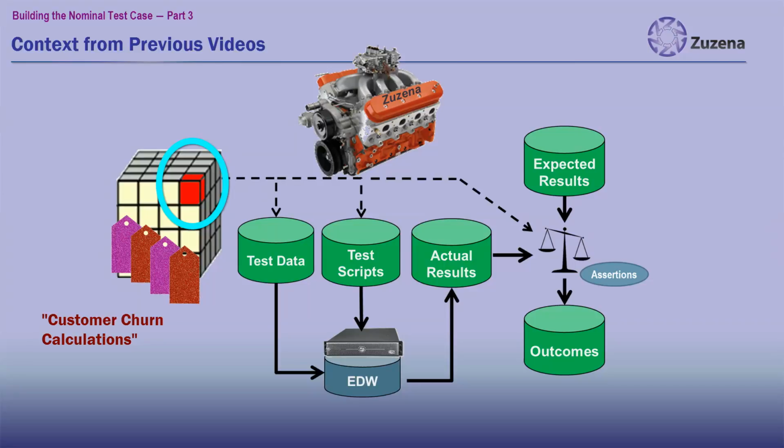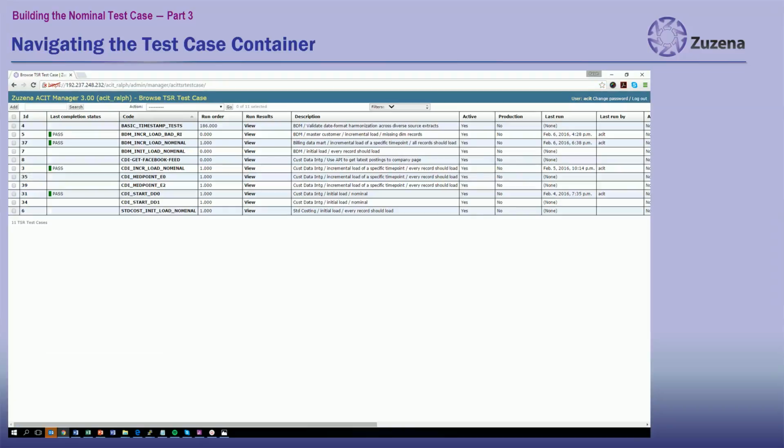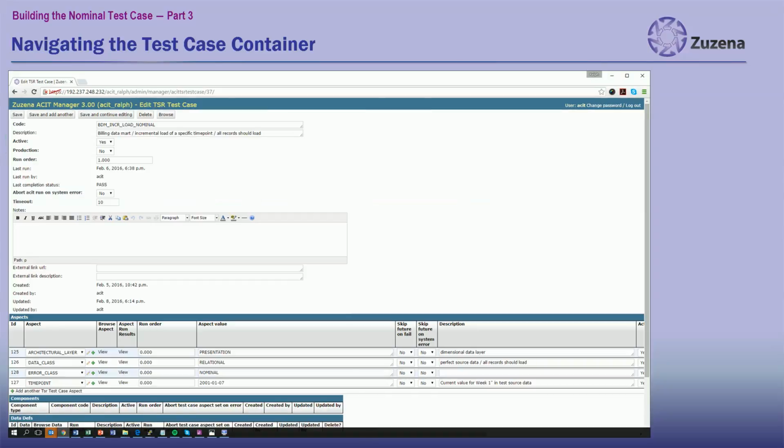In this video, we'll add action steps to the test container that will place the right source data in the right location so that your test will have the proper starting conditions when it executes. From the Zuzena main menu, open up the test case listing window. Find the test case you want to modify and click upon its code or short name. This is the test case container just as we left it at the end of the previous video.